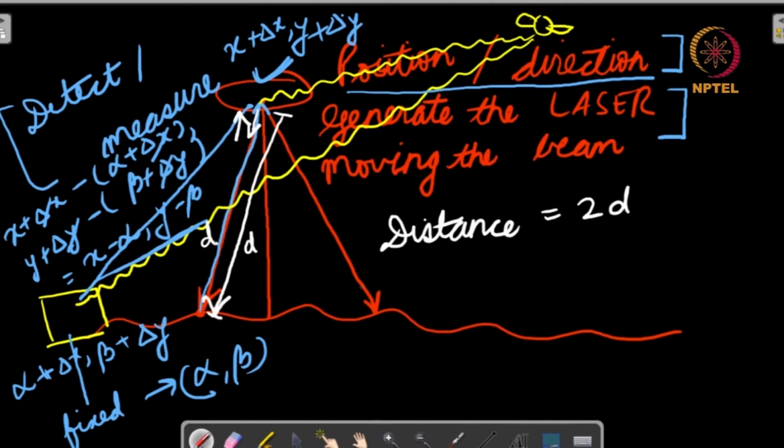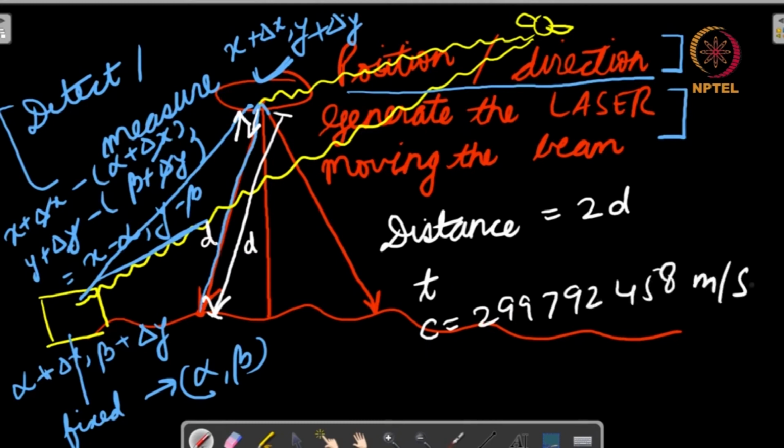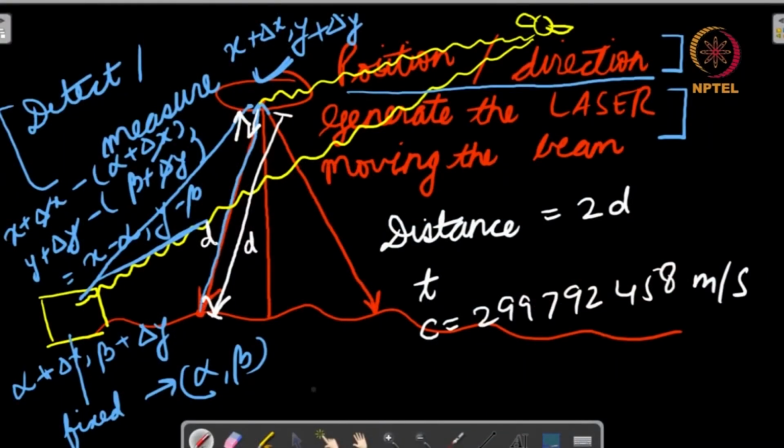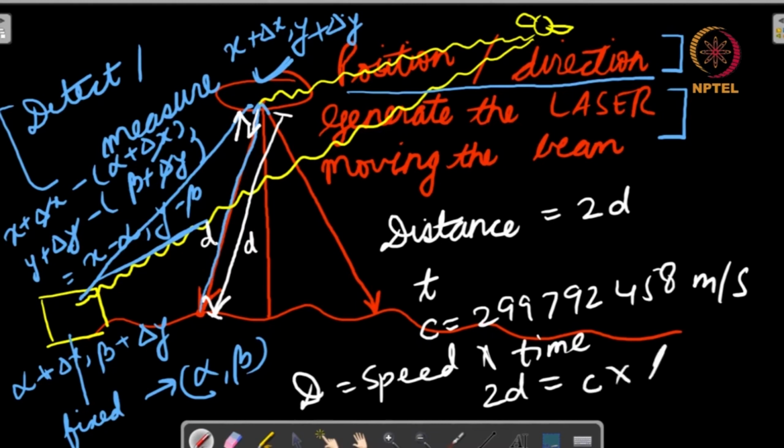Now we can measure the time it takes for the laser beam to come back after it has been shot. Now suppose the time is t. Now we know the speed of light, which is given by c, is equal to 299,792,458 meters per second in vacuum, and in the case of air there is a slight reduction. Now if we know that, then because distance is equal to speed into time, we get 2d is equal to c into t, or dividing both the sides by 2, we get d is equal to c into t by 2.